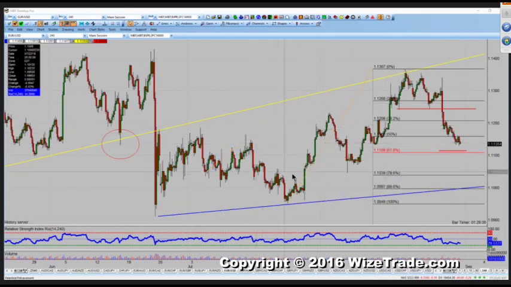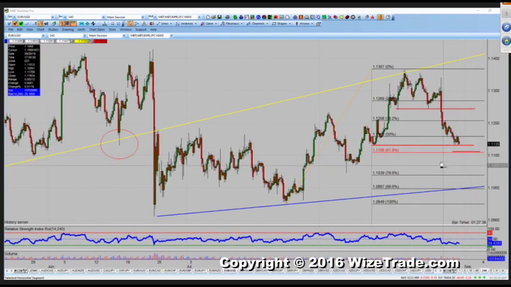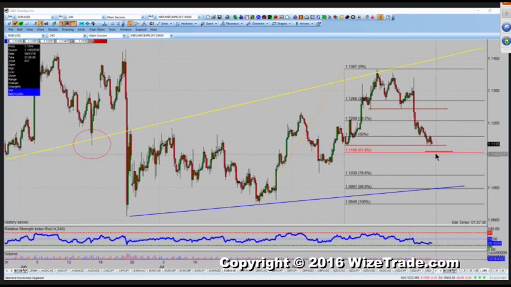But what I've been thinking most of this time is right here, that we'll push right through the support, and then from there find support, this 111.10. I think that's what's going to happen when we get a strong piece of data. So we get a strong ADP, we push down, and then we bounce.